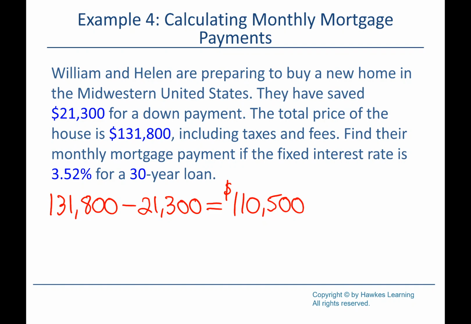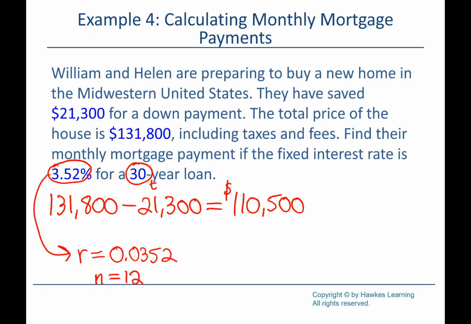Let's see, T is 30. We change the rate to a decimal, 0.0352. And then we're going to be making monthly payments again, so N will be 12. I think N is 12 on all of these.